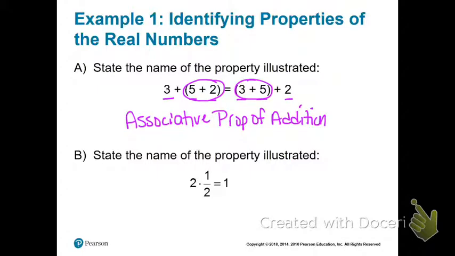All right, and then B there says state the name of that property illustrated. First thing, notice it's multiplication, okay? And they have 2 times 1 over 2. These two are inverses of each other, so this must be the inverse property of multiplication.